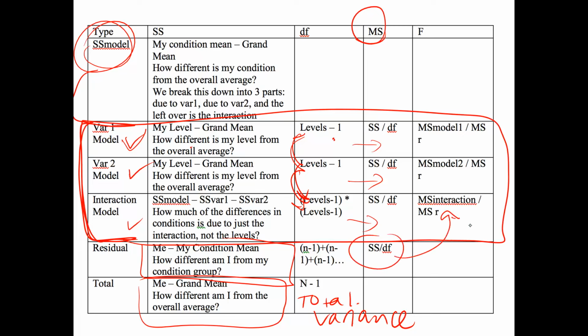So this is the denominator in all of these things. Okay. And so we just take mean squares divided by the residual for all of them. So it's still a ratio of good variance to bad variance. Of variance for just gender over error, just sport over error, and just interaction over error.